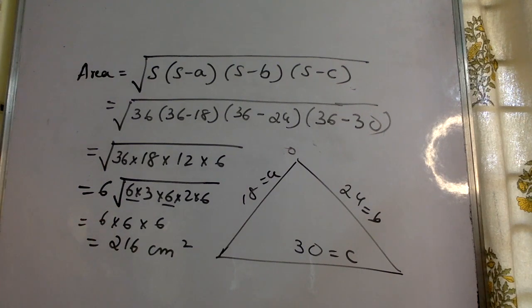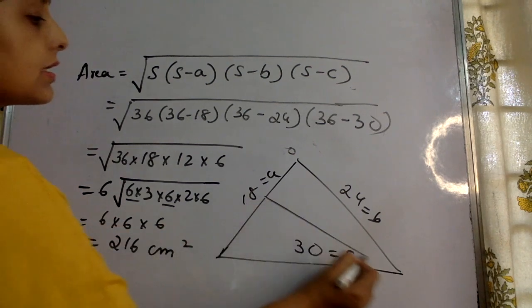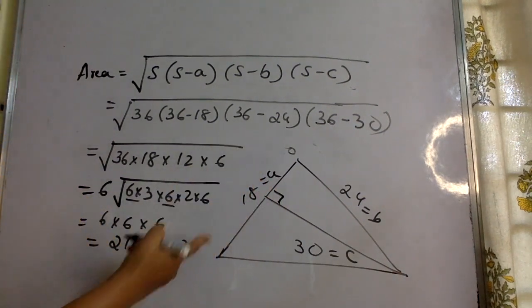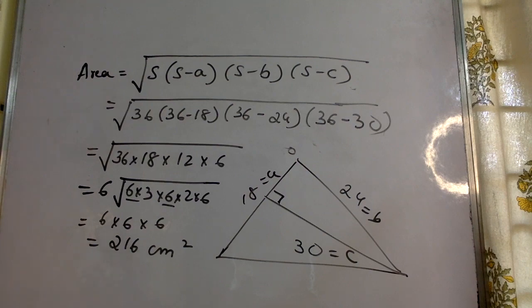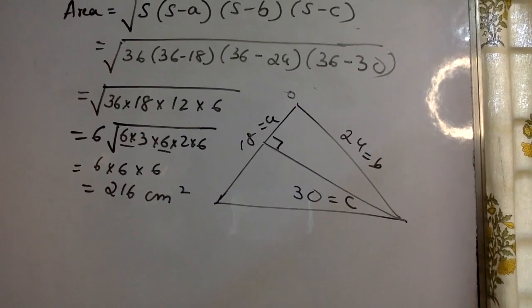Now the second part of the question says, find the length of the altitude corresponding to the smallest side. The length of the altitude means the 90-degree line, the perpendicular. This is the smallest side. So how do we find the altitude corresponding to the smallest side?